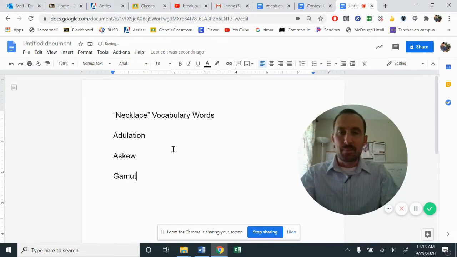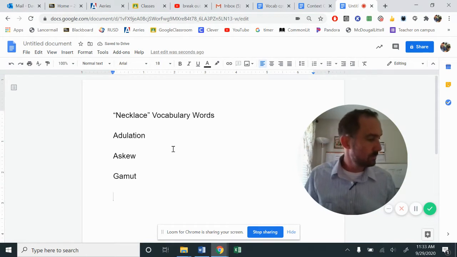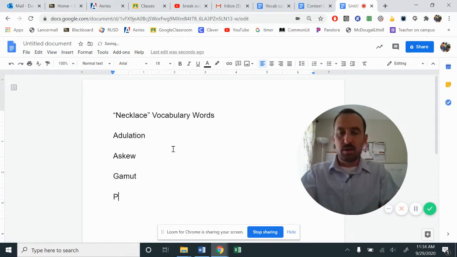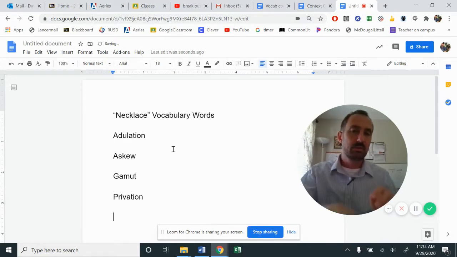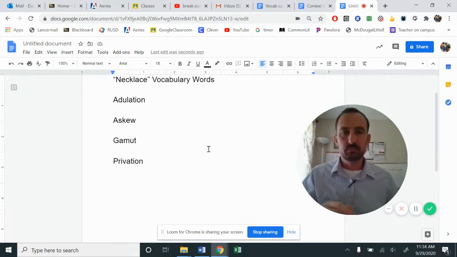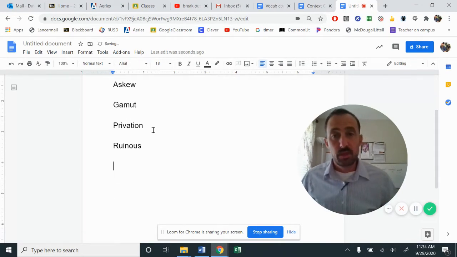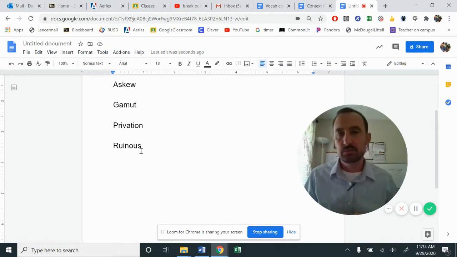Our next word, gamut. Our next word is privation. Privation. Our next word is ruinous. You can see the beginning word right here, ruin, to ruin something, right? I dropped the cake and I ruined it. It means to destroy, to wreck, to damage beyond repair. So what might ruinous mean?